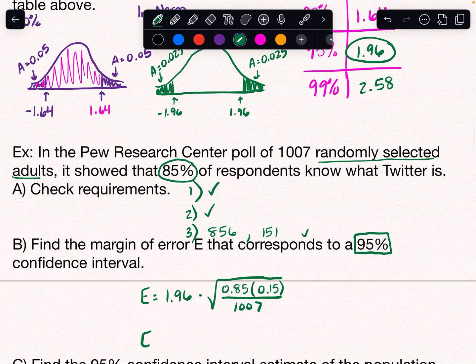So if we would type this into our calculator, I got out 0.022, and then I'll do 1, so that way I have 3 significant digits there.